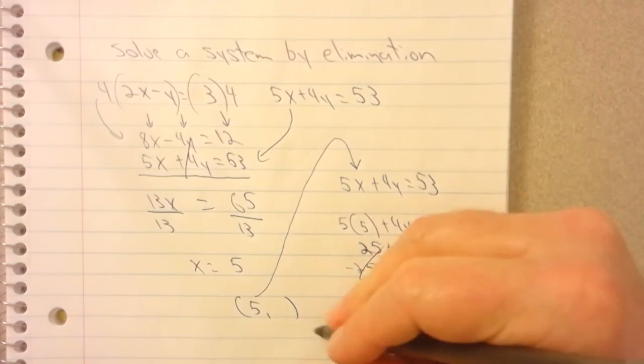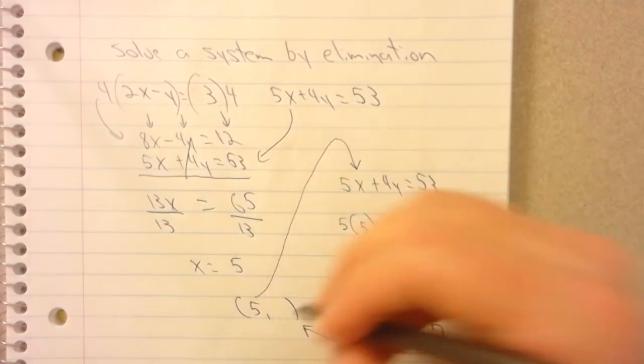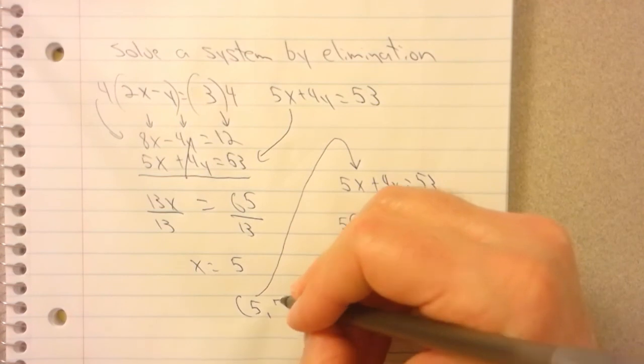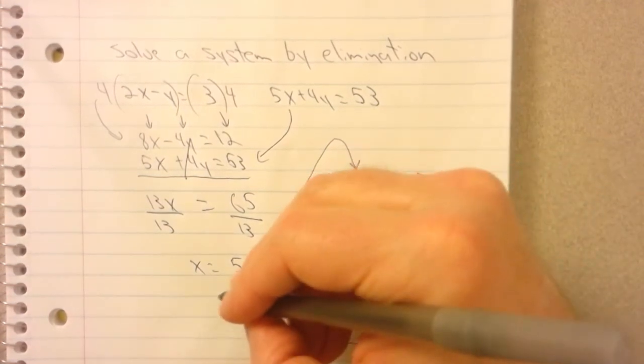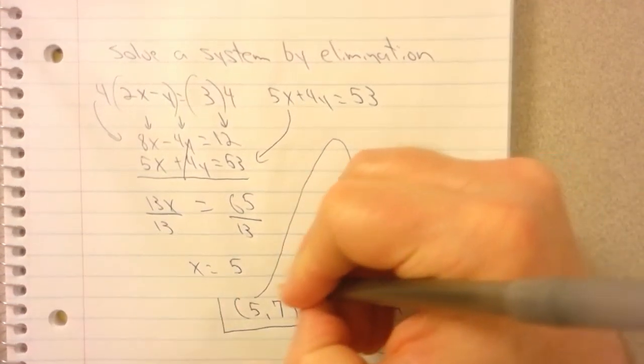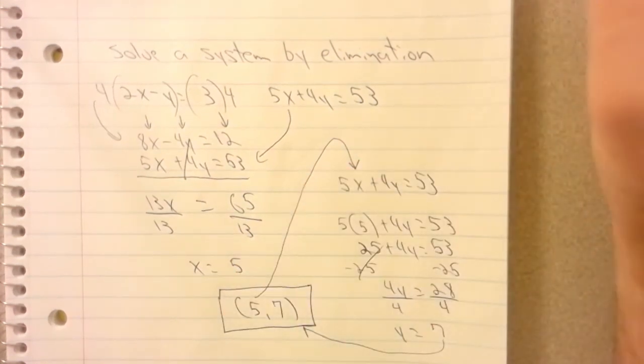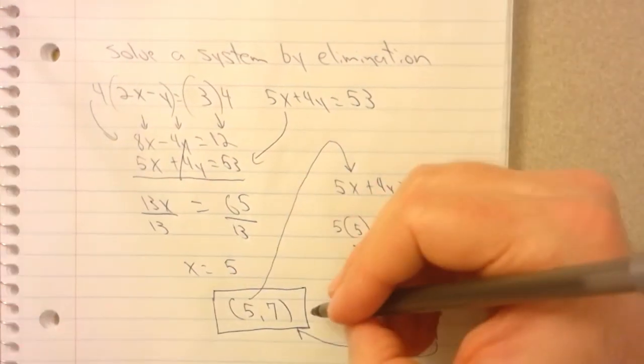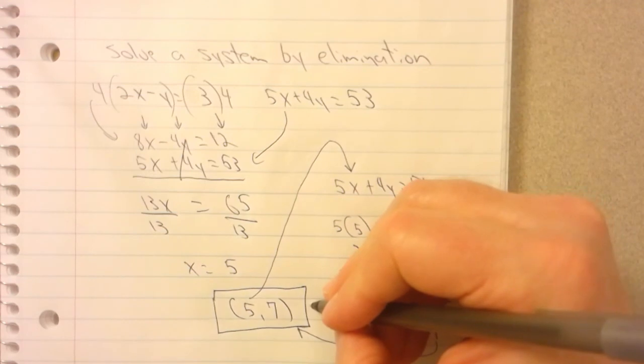And we're going to put that back into our solution for the y. So the solution to our system of equations, or the point of intersection, is 5, 7. And you know it.